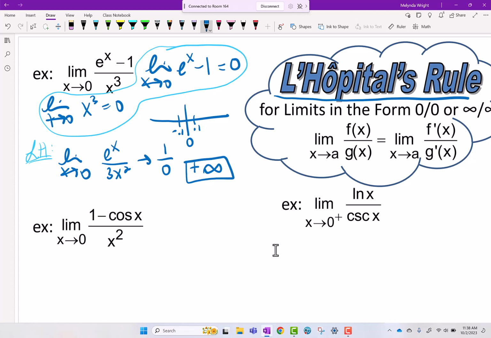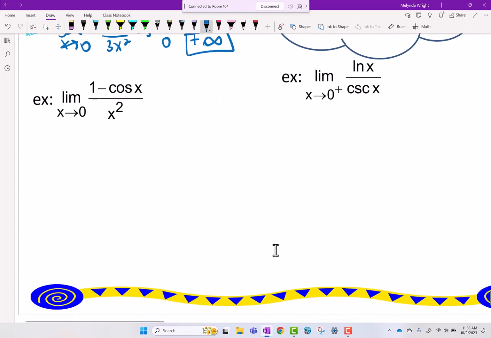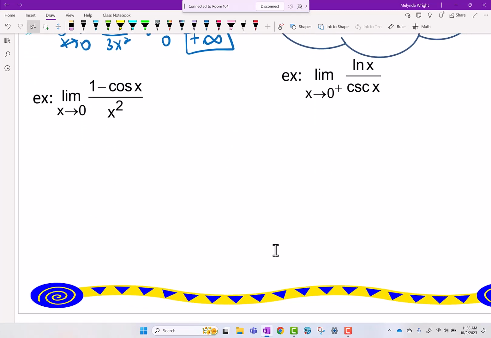Okay, let's do the second one. So on the second one, let's investigate this. So cosine of 0 is 1, 1 minus 1. So I got 0 over 0 business going on again. So here we go. In order to use L'Hopital, we're going to do the limit as x goes to 0 of the numerator. And 1 minus 1 is 0. And then we're going to do the limit as x goes to 0 of the denominator, which is 0.